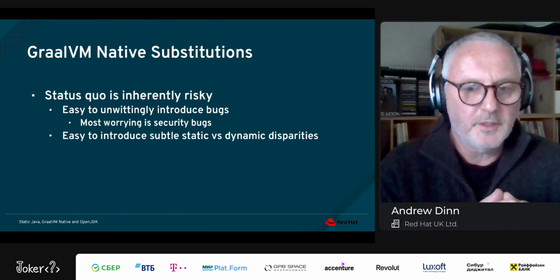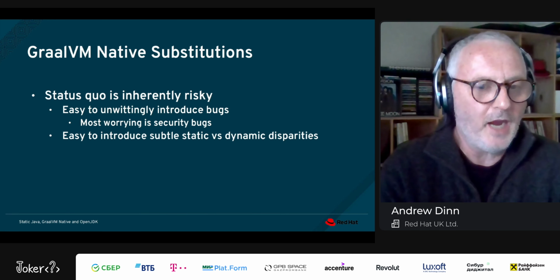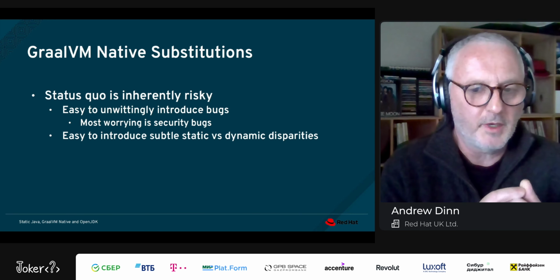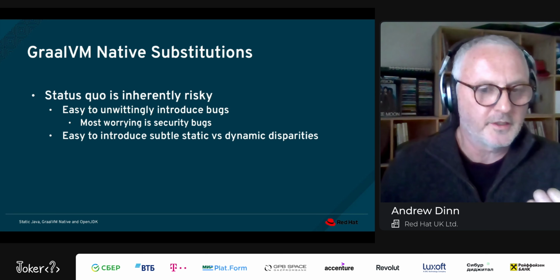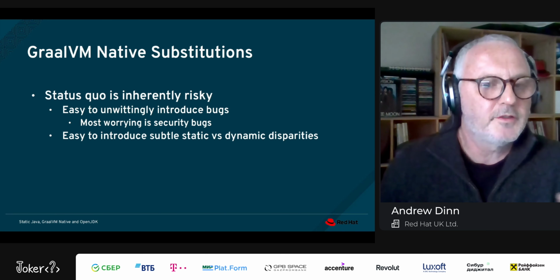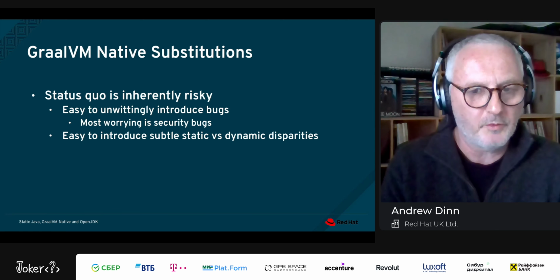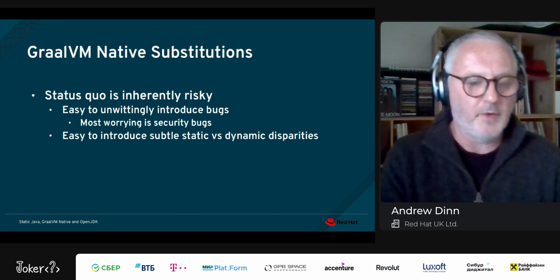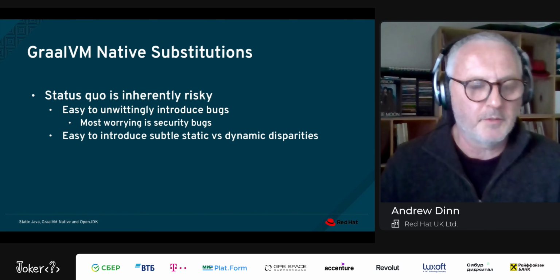So this is a mechanism for getting things to work right when we've set something that's wrong. It's an inherently risky thing to do. It's very easy to unwittingly introduce bugs, and particularly security bugs we're really concerned about. And it's very easy to introduce subtle disparities between the static and dynamic behavior and start to put a wedge between what happens at runtime and what happens at build, what happens in a runtime system and what happens in a build time compiled system.